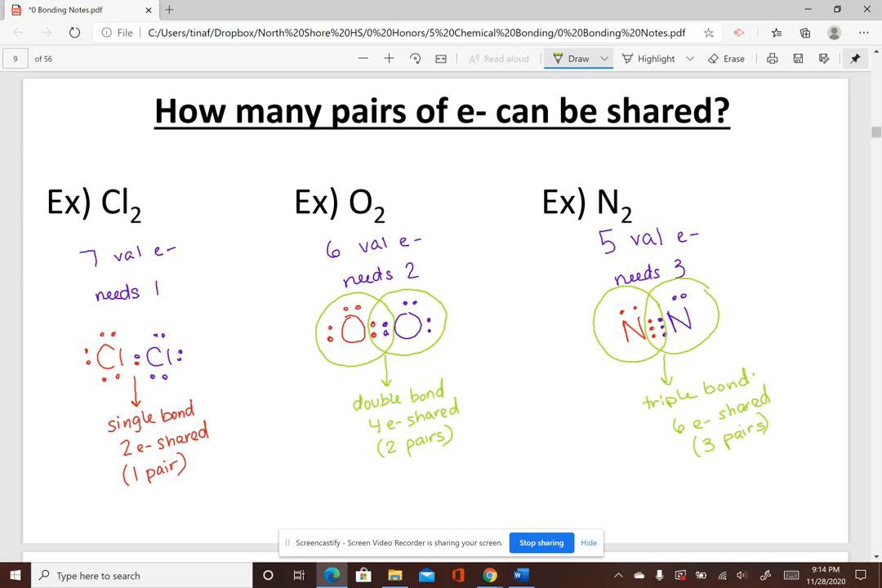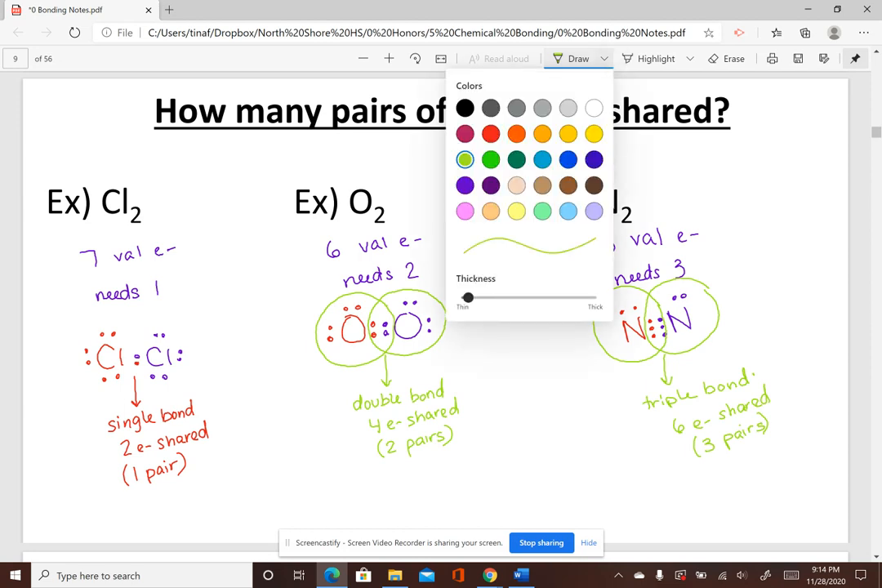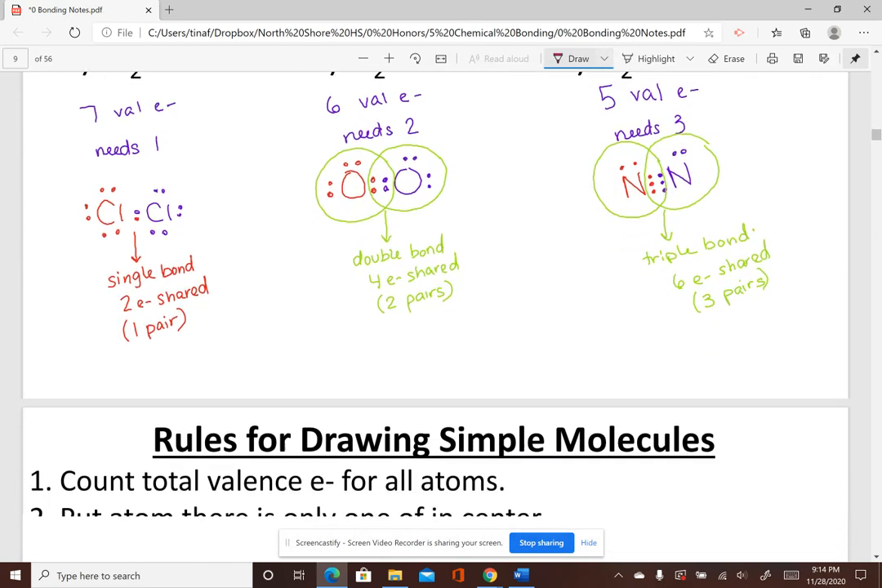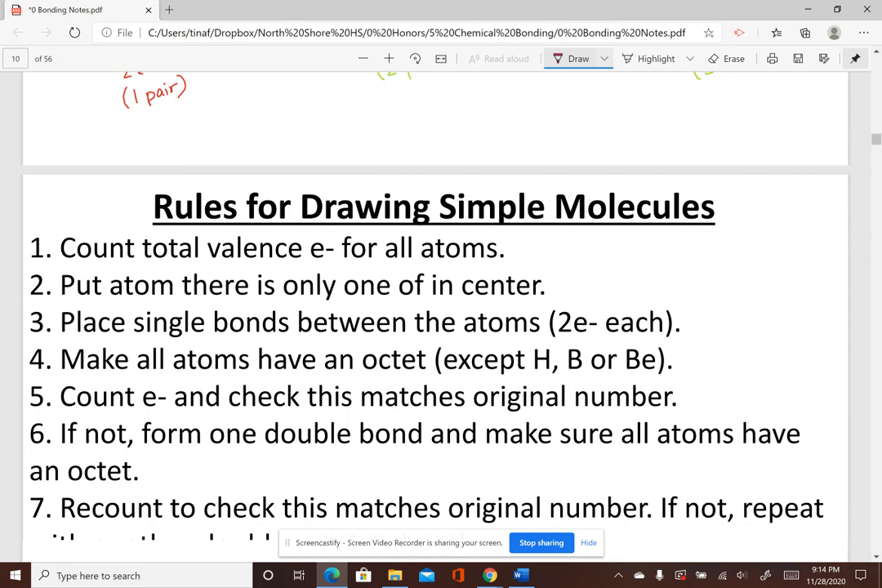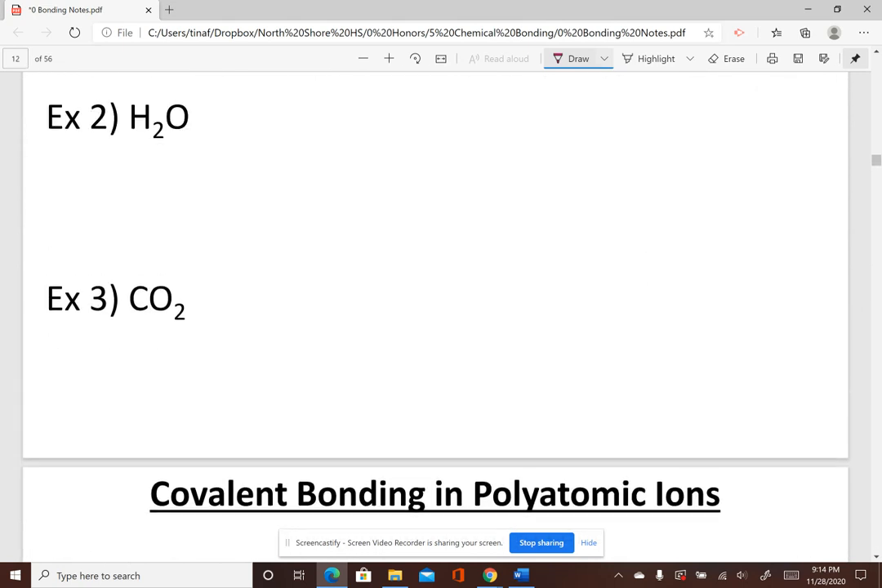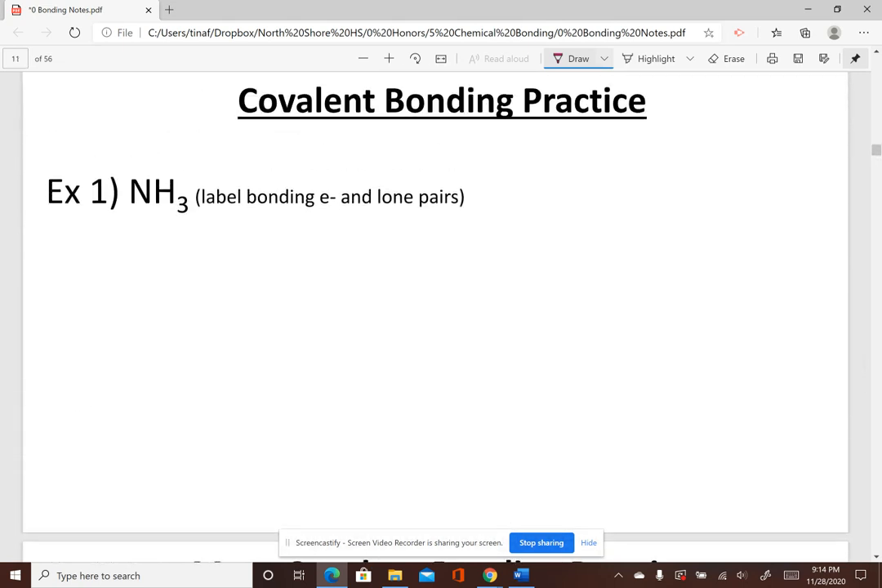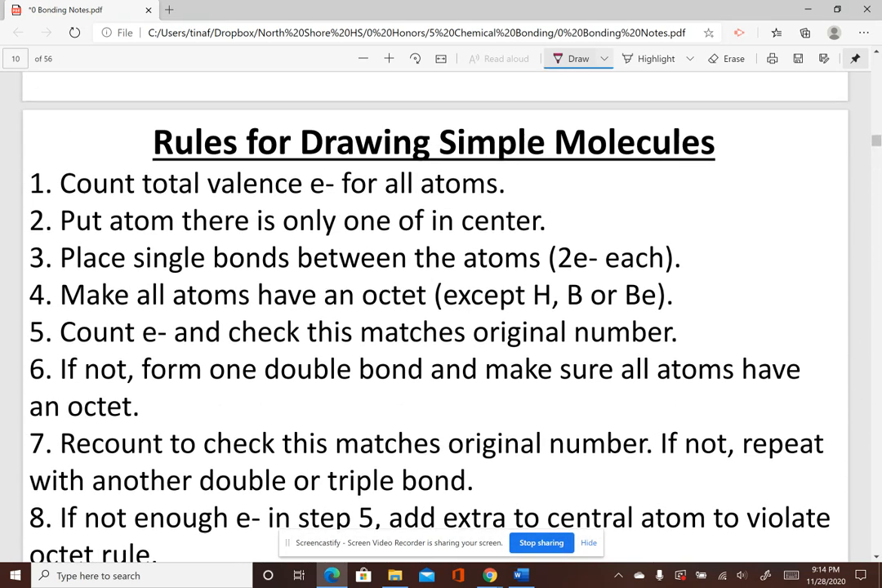So when we get into the rules for drawing covalent compounds, this is what we're talking about when we talk about making single, double, or triple bonds. Okay? All right. So let's go to the rules. So for drawing simple molecules, and if I haven't said it already, the word molecules we're only supposed to use for covalent compounds.